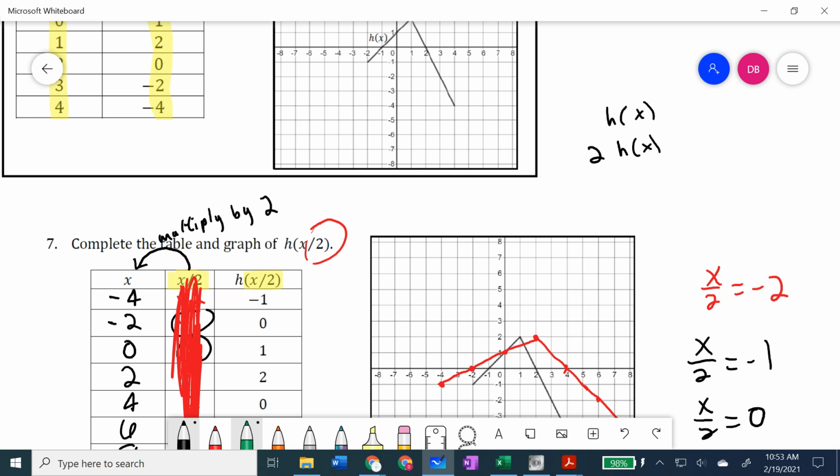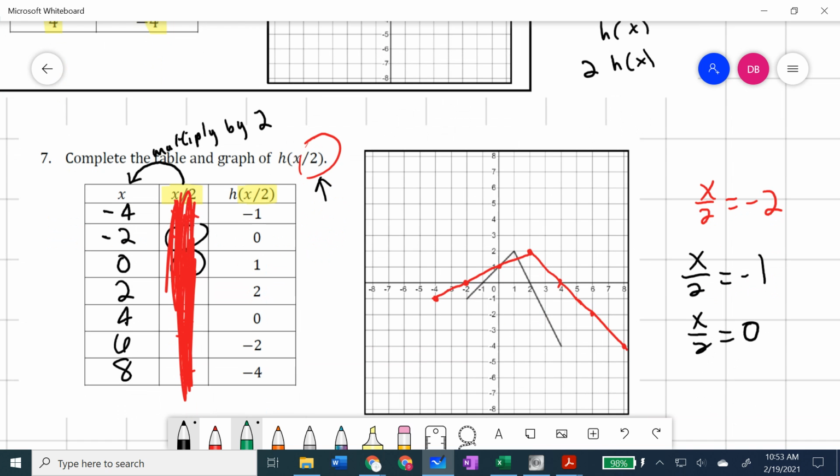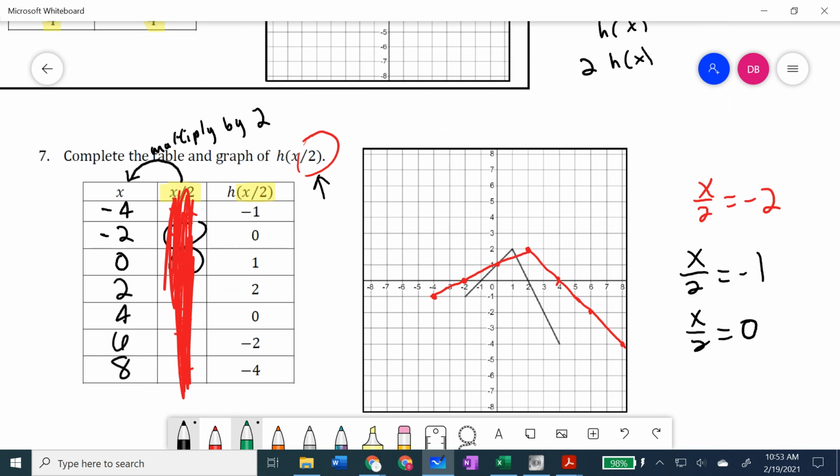But if the operation is inside the function, you see right here that x is being divided by 2. So you need to go to the graph of the original function and take those x coordinates and do the opposite operation than it says. You see divided by 2, so you're going to multiply by 2. And if you take each of these x coordinates and multiply them by 2, you'll see that this is what you get.